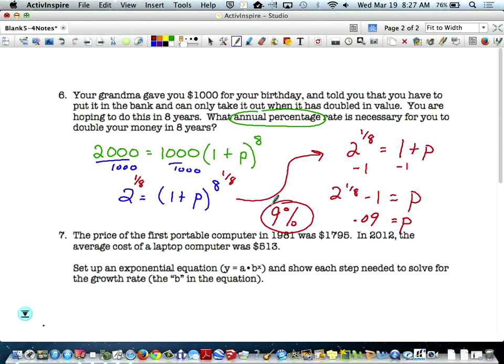So that's something called the rule of doubling. If you take 72 and you divide by how many years you need your money to double in, that's the interest rate. But it's the same process. Slowly pull things away, kind of reverse the PEMDAS to pull things away.